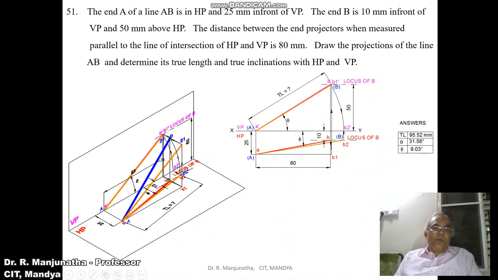So now, once we find out the true length in the vertical plane, now we need to find out the true length in the horizontal plane.